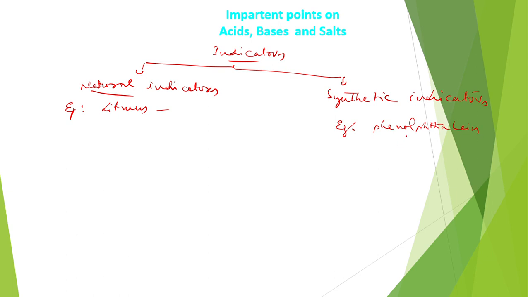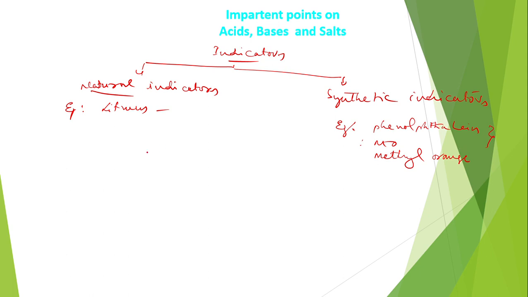Phenolphthalein indicator. And methyl orange, one more is there, methyl orange. So these are artificially made. We have produced these indicators in a laboratory. Methyl orange, I will write.